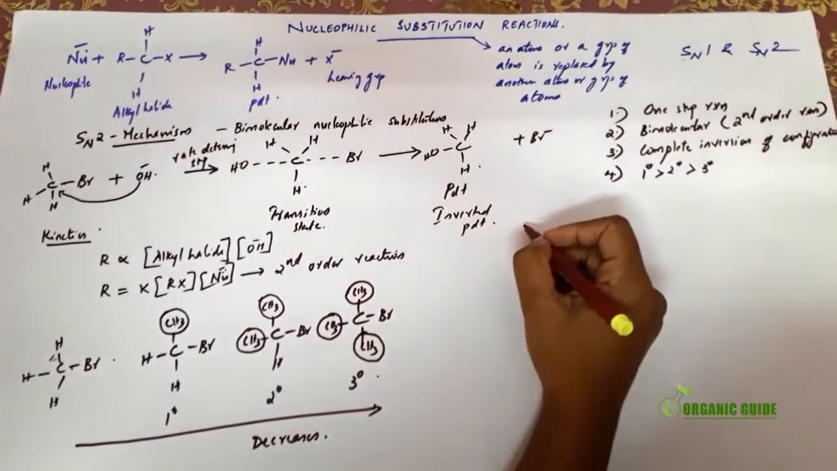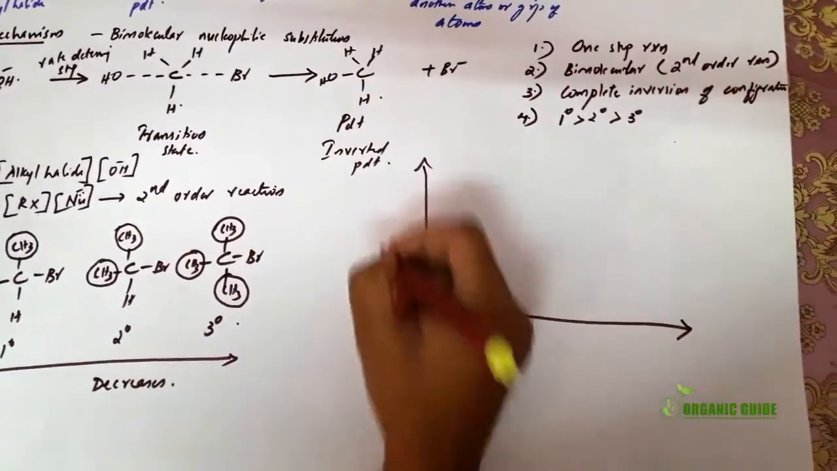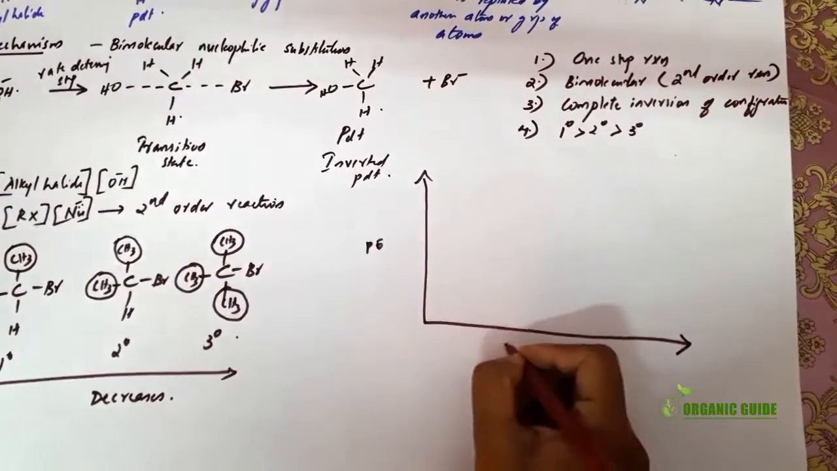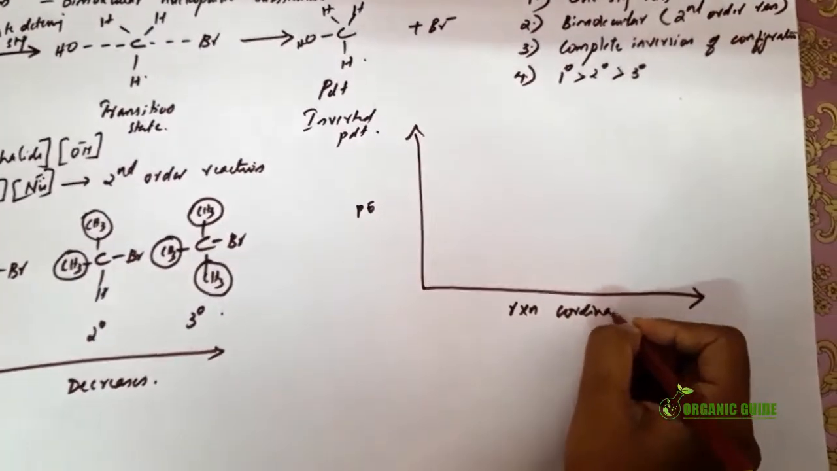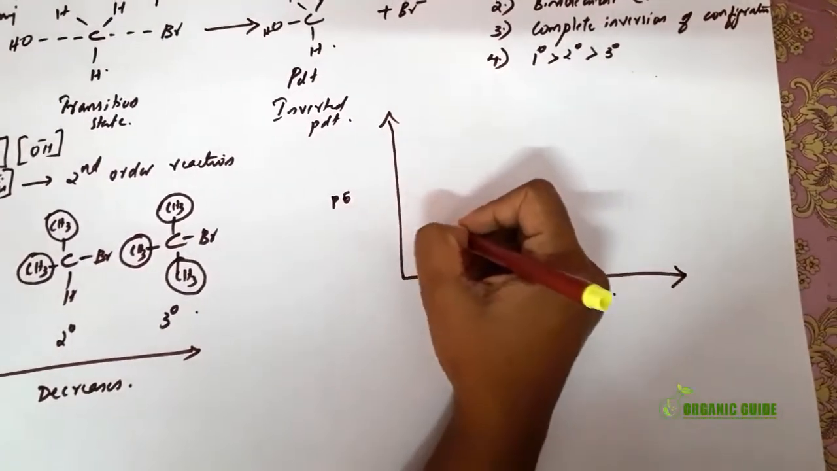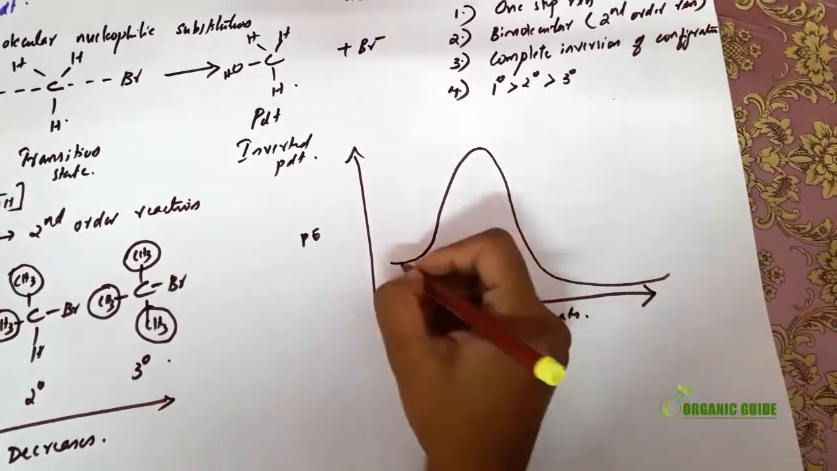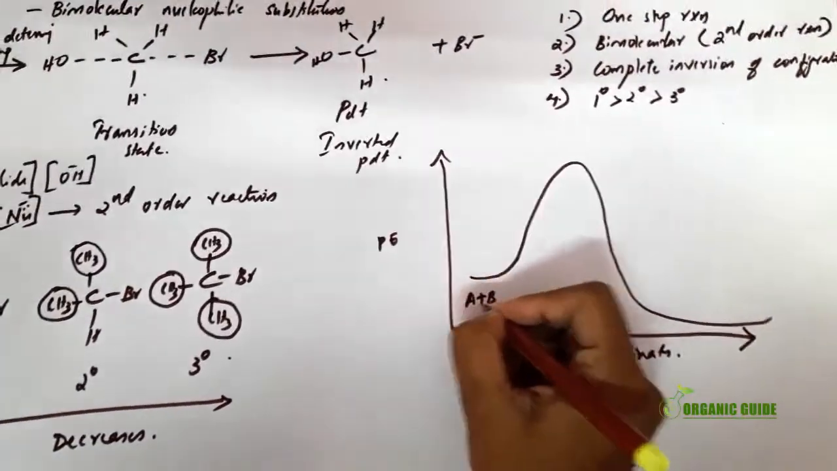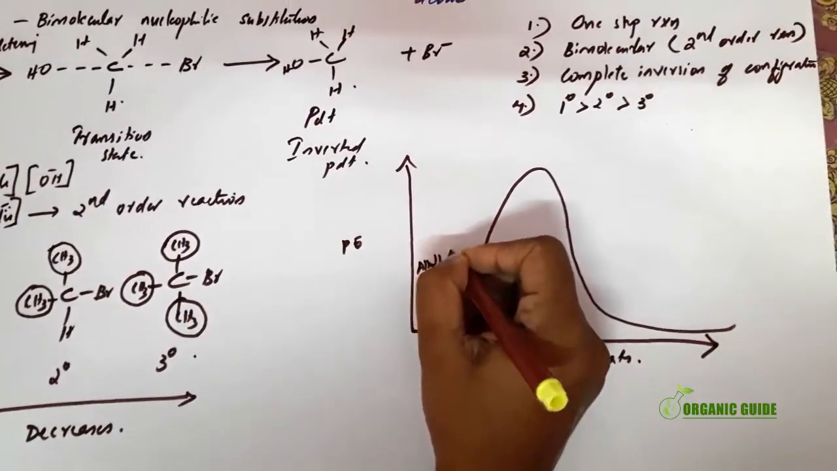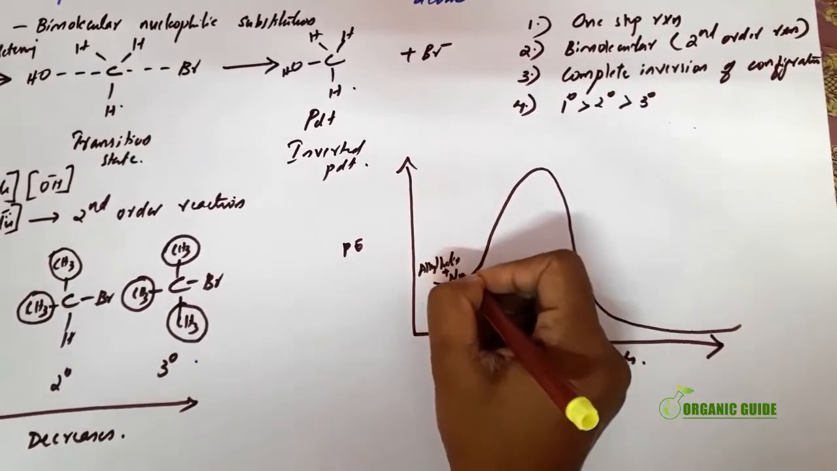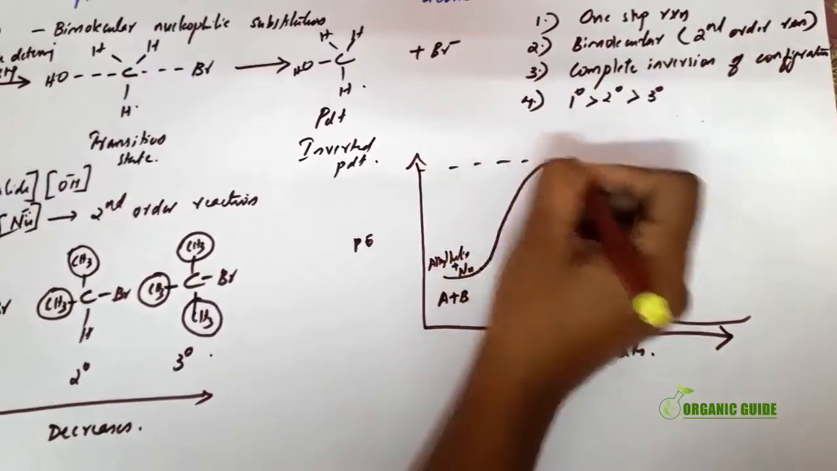And we will then move to the energy profile diagram of the SN2 reaction. This is potential energy, and this is the reaction coordinate. So first we will get a graph like this. This is A plus B, that is reactants. Here it is alkyl halide plus nucleophile. This is the transition state.